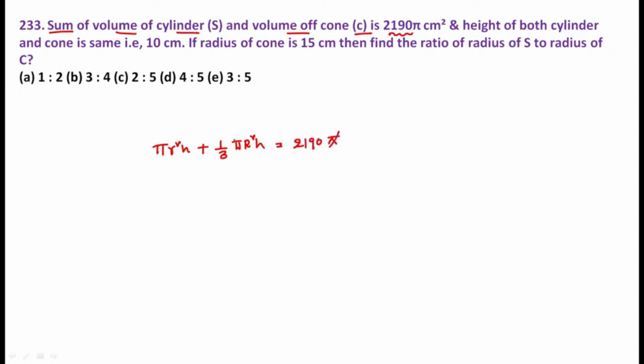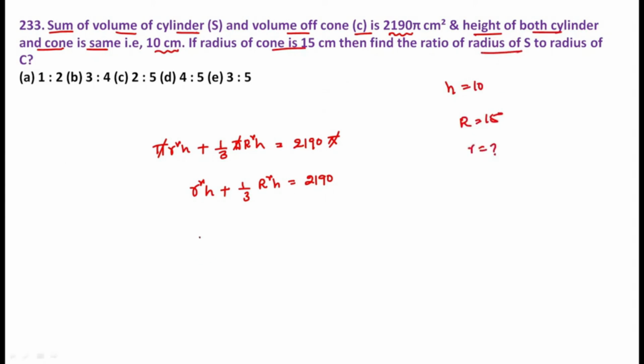Now you just cancel pi first of all. Now we are left with r square h. So 1/3 of capital R square h is equal to 2190. The height of both the cylinder and cone is the same, exactly equal to 10 centimeters. So h value is equal to 10. Now the radius of cone, capital R, is equal to 15. Now what is the radius of S? So you have to calculate it.